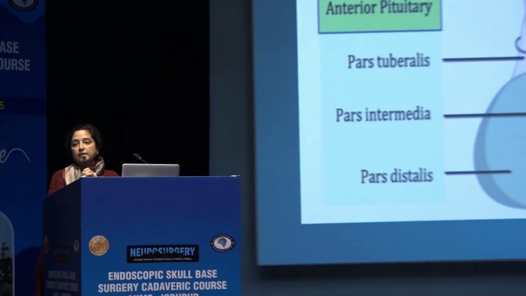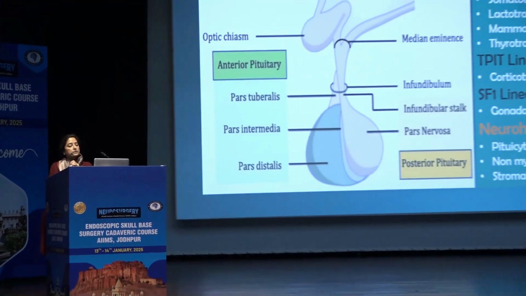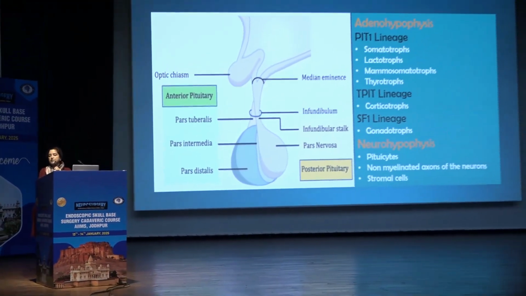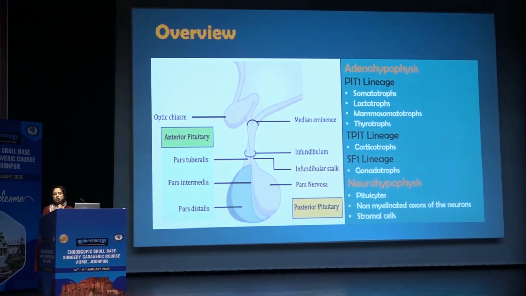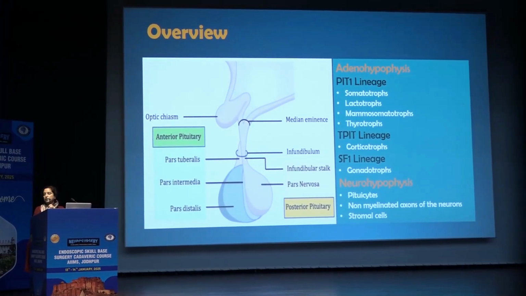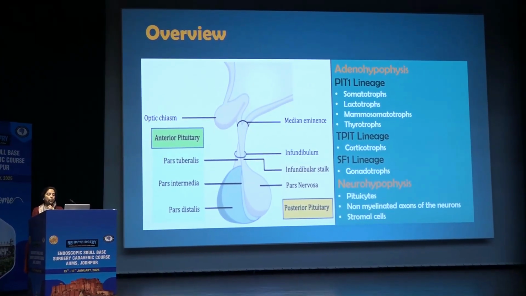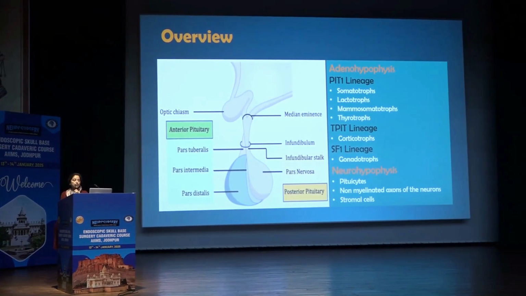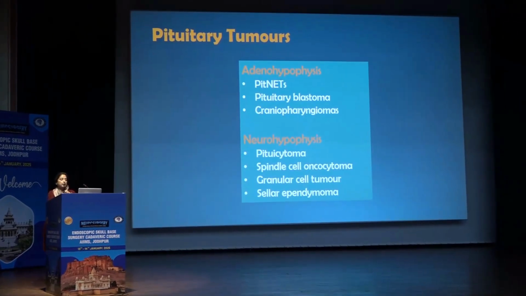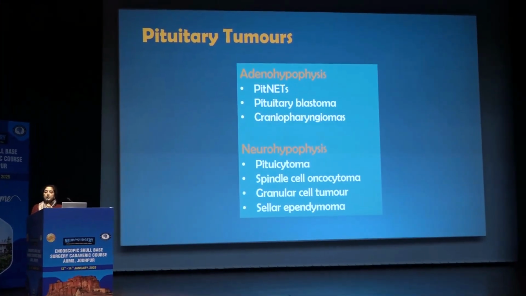So I'll start with the cellular morphology of the pituitary gland, because the current WHO classification is totally based on the transcription factors and the cell types. The anterior pituitary is made up of 6 types of hormone-producing cells, which have been categorized into PIT1 lineage, TPIT lineage, and SF1 lineage according to the transcription factor involved. While the posterior pituitary is made up of pituicytes, which are modified glial cells, the non-myelinated axons of the neurons, and the stromal cells. Accordingly, I'll come to the classification later.